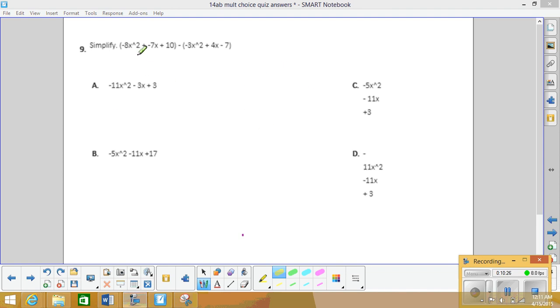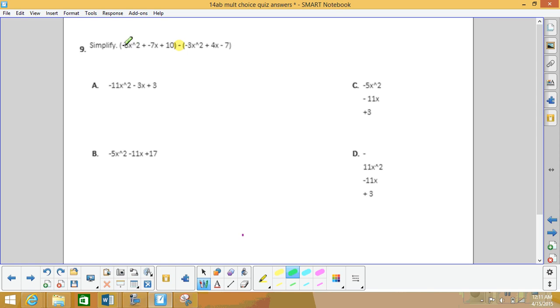Alright, so number 9 was just simplifying, and one of the things that tripped people up the most in this problem was that this is subtracting. You have to remember that it's subtracting. So let's take the first ones. We've got negative 8x squared and a negative 3x squared. But we are subtracting them, so negative 8 minus a negative 3. Okay, so this turns into add the opposite here. If you owe me $8 and you pay 3 off, then you owe me 5. So that makes A out of here, and that makes D out of here.